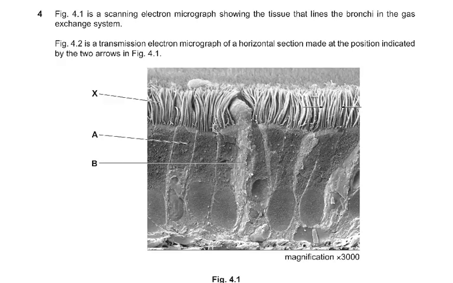Question number 4, figure 4.1 is a scanning electron micrograph showing the tissues that line the bronchi and the gas exchange system. Figure 4.2 is a transmission electron micrograph of a horizontal section made at the position indicated by the two arrows in figure 4.1.